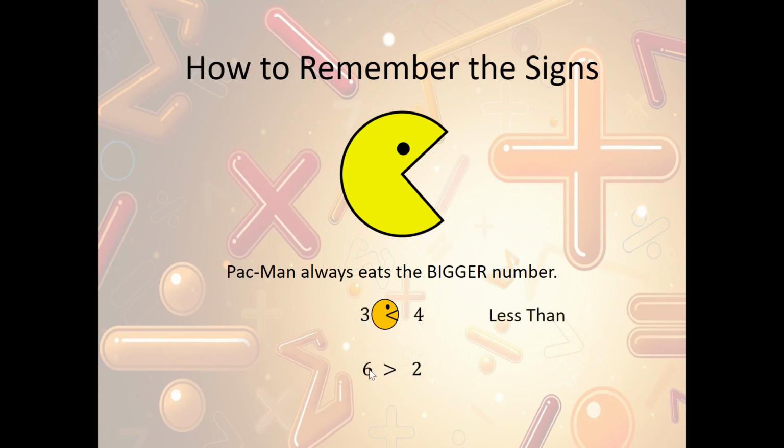Now here we have 6 on this side, 2 on this side, and if we draw Pac-Man in, there's Pac-Man. Pac-Man, again, always eats the bigger number. So we have 6 being bigger, and we read it from left to right, so we say 6 is bigger than 2, or 6 is greater than 2. So that's one way we can remember the signs.